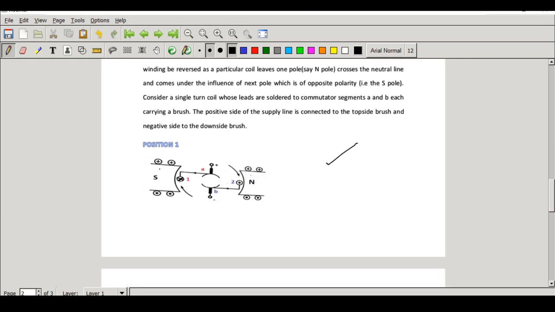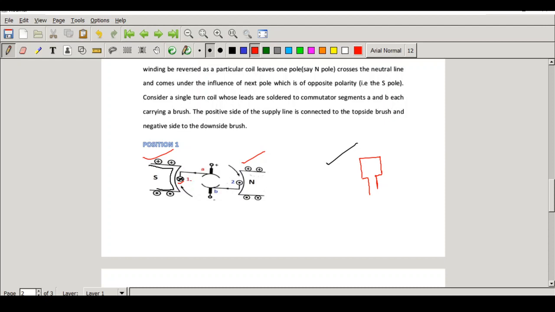So what do you understand from this figure? Here you can see the main poles. That is, this is one pole and this is the other one. Okay, and these are the field windings, and this is our armature conductor. We are considering just one coil in order to get a better understanding. Just consider one coil. So one coil means it will be something like this. Okay, so each coil has two coil sides which you call conductors.